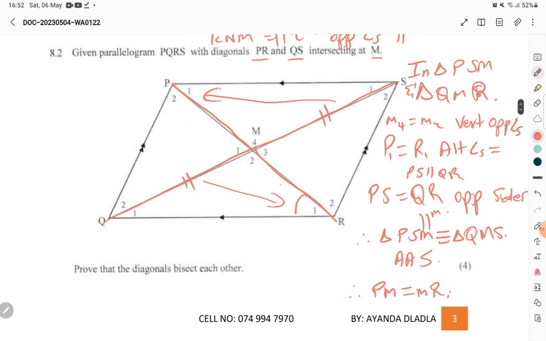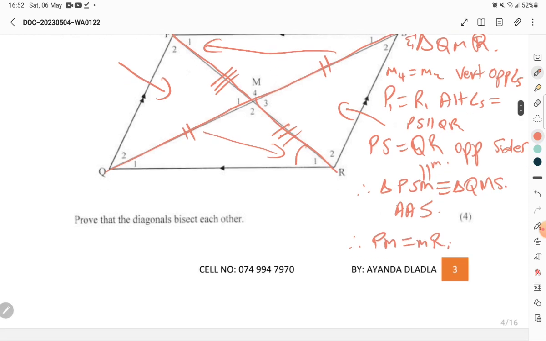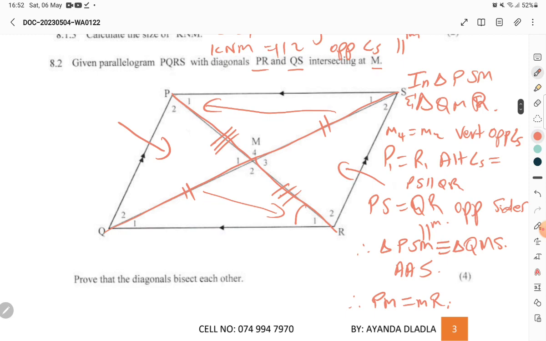Or we can just take this triangle and this triangle, proving the very same thing, so that this side is going to be equal to that side, so that the two diagonals bisect each other. So this is basically how you prove the bisection of diagonals in a parallelogram.